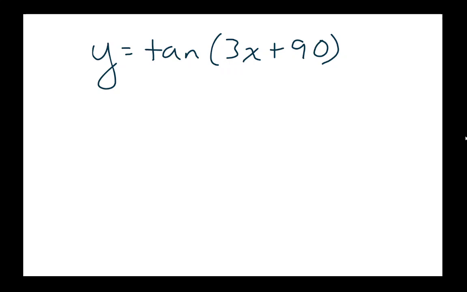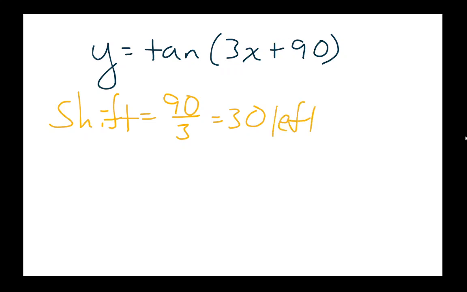So sketching the tangent of 3x plus 90, remember 90 is not the shift, but it's related to the shift. You have to use this 3, we call this the k value. We take 90 divided by 3. So 90 divided by 3, that's the shift. And of course, when it's a plus sign, it's actually a shift to the left. It's kind of the opposite of what you would think there.